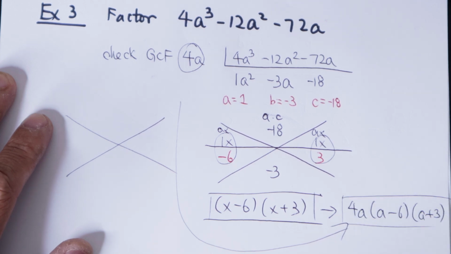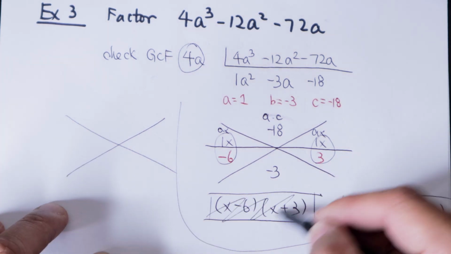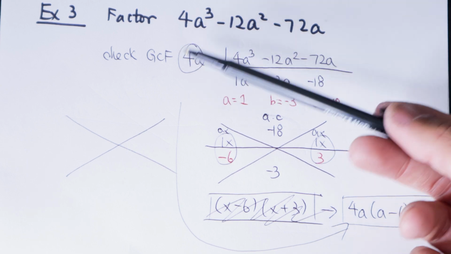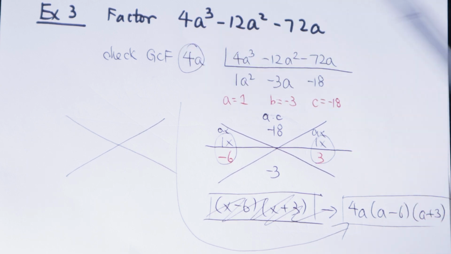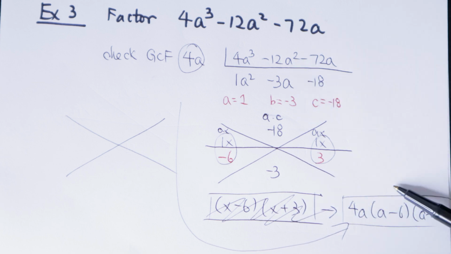And by the way, it's actually not x to begin with. It's actually a. So we're going to cross out this. Okay. So when you have GCF taken out at first, when you write your answer, you have to carry the GCF. So this is from the hockey stick method, and this is from the star method.